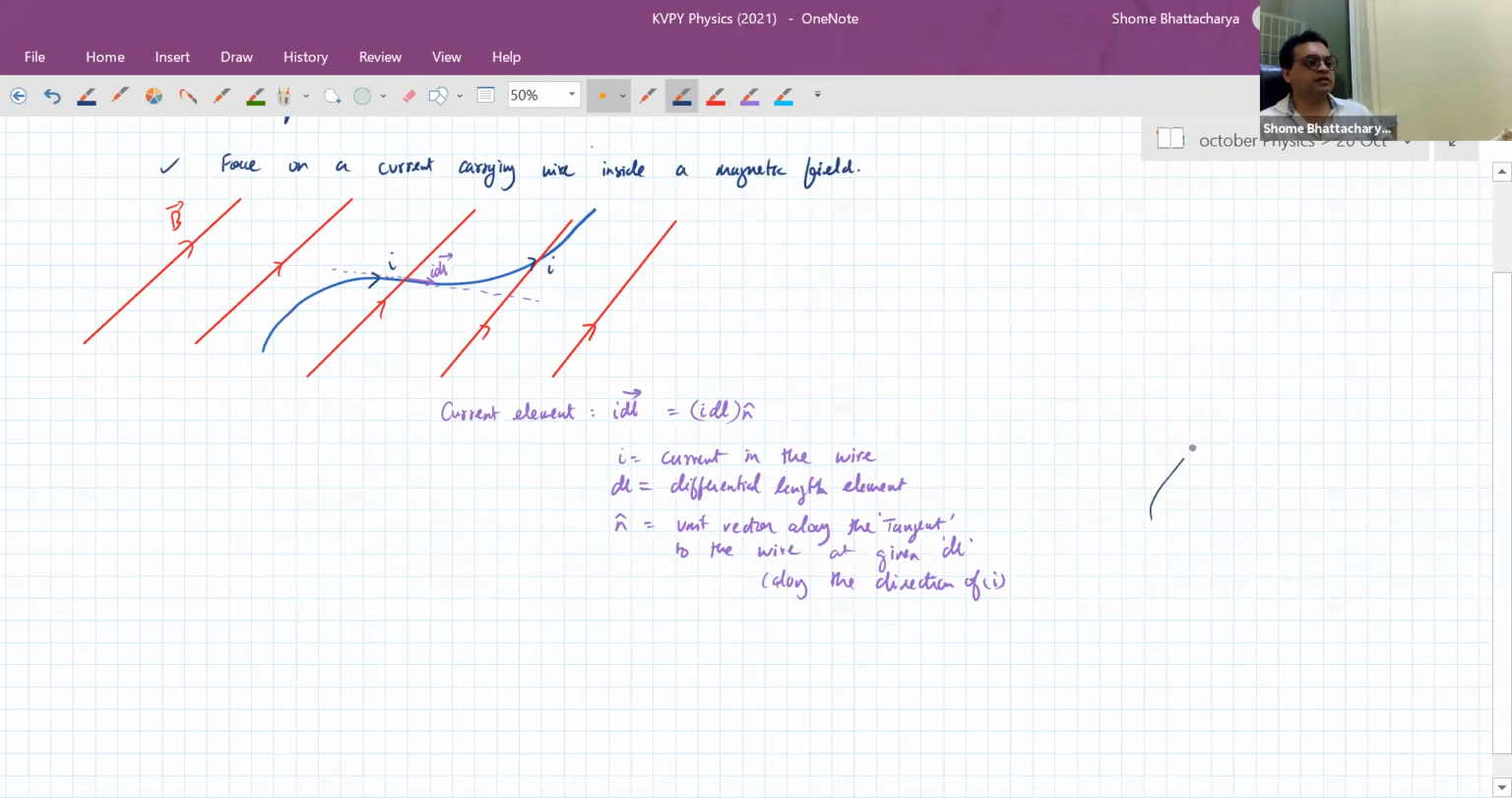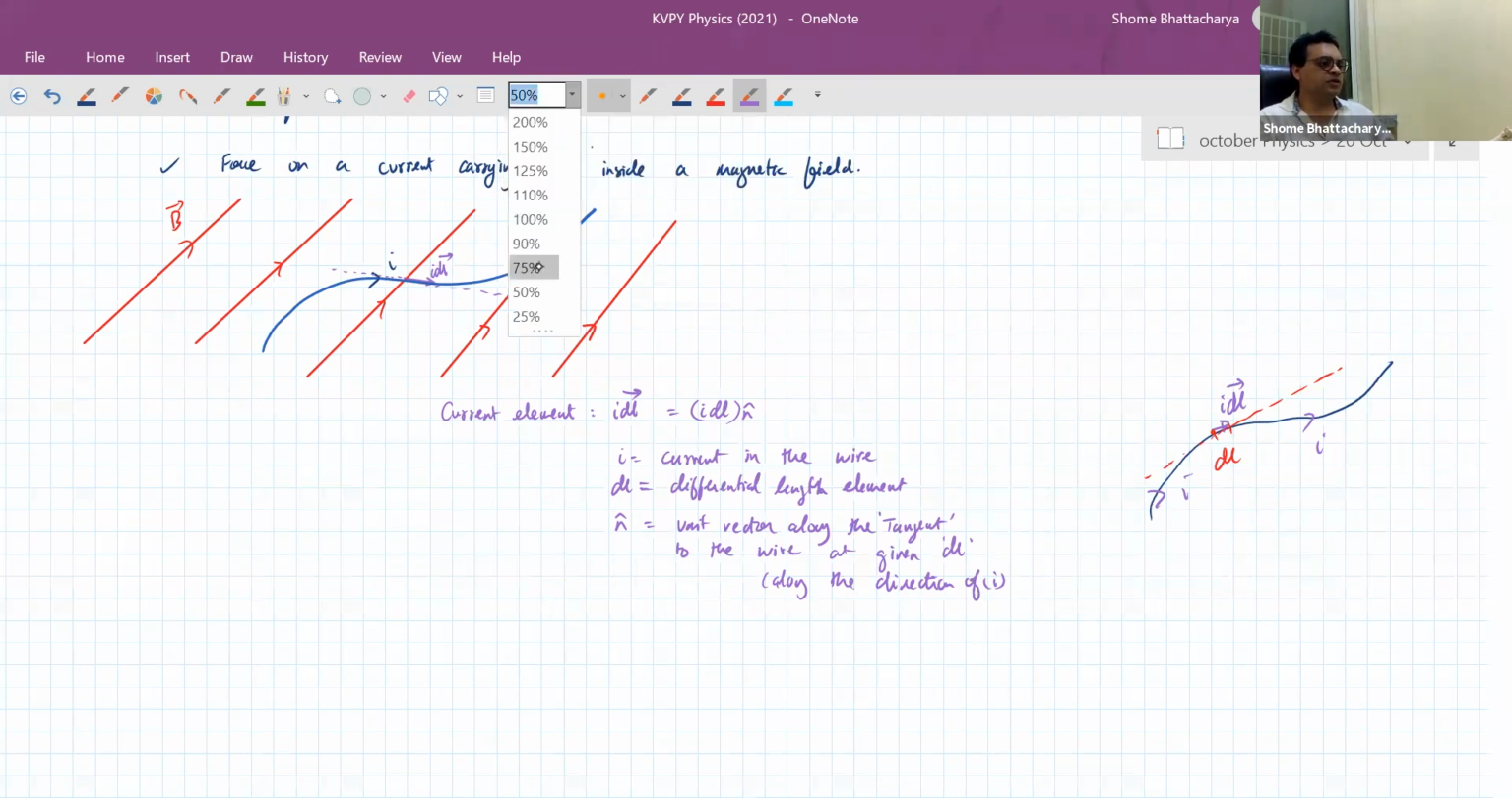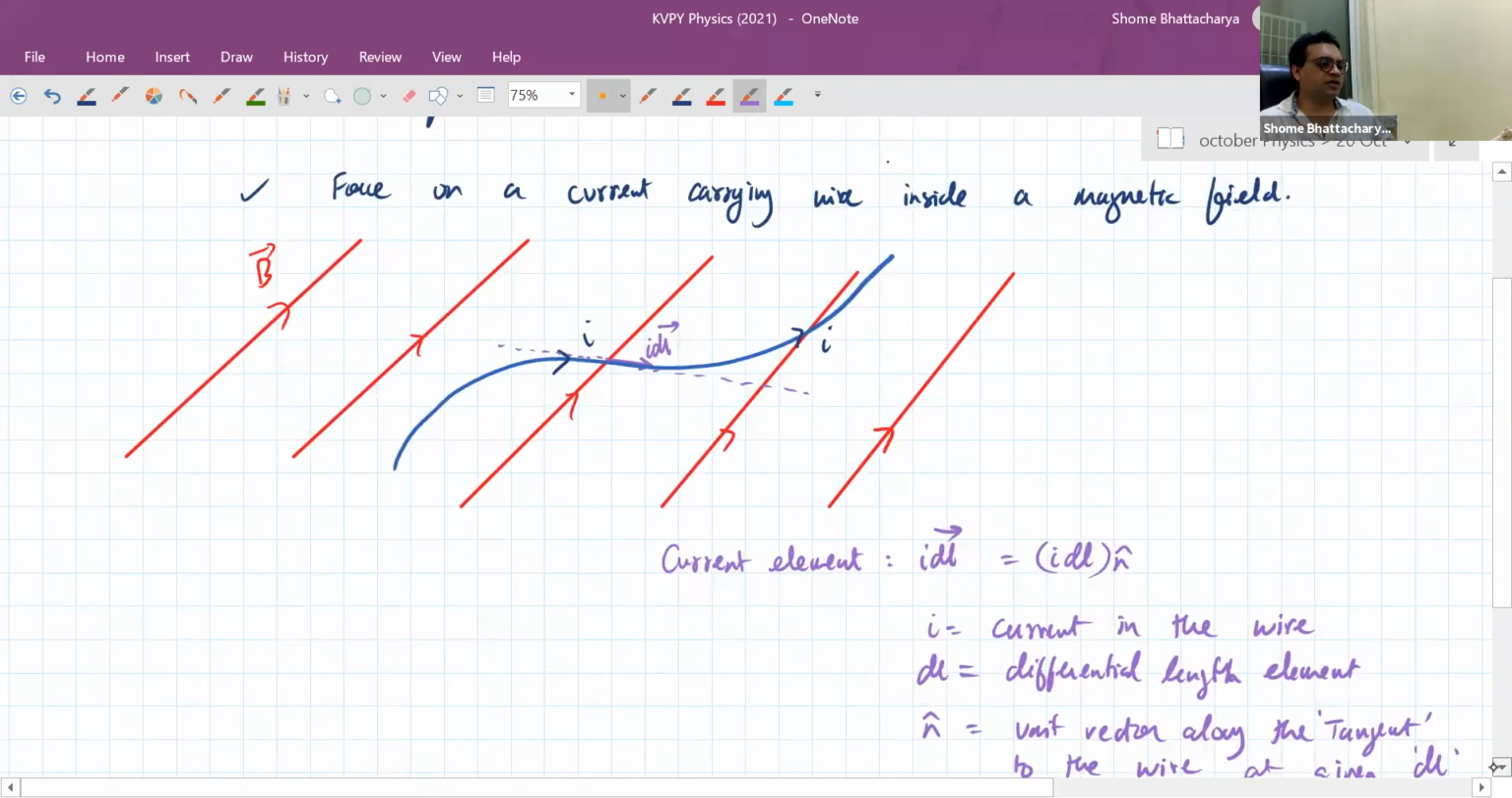Given any wire, if we want to find the current element at such a point, we need to first draw the tangent at that point. So this is the tangent line. Then we need to cut a section of that wire of length dl. And then, depending on which direction the current is flowing, if the current is flowing like this, then the current element vector will point in this direction. So it will be current into dl treated as a vector, where the dl vector's direction is along the tangent in the direction in which the current is flowing. So this is a current element. This is nothing to do with the force yet. Here we are just understanding what a current element is.